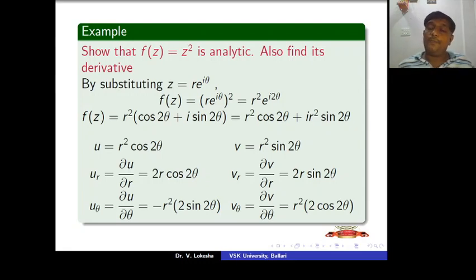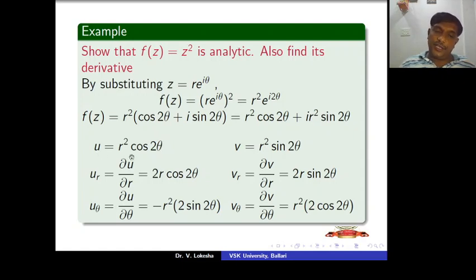Now we will discuss the Cauchy-Riemann equation in polar form. Means partially differentiate with respect to r. u r becomes, here r square is there, that becomes 2r cos 2 theta, because cos 2 theta is treated as a constant since we are doing a partial derivative.